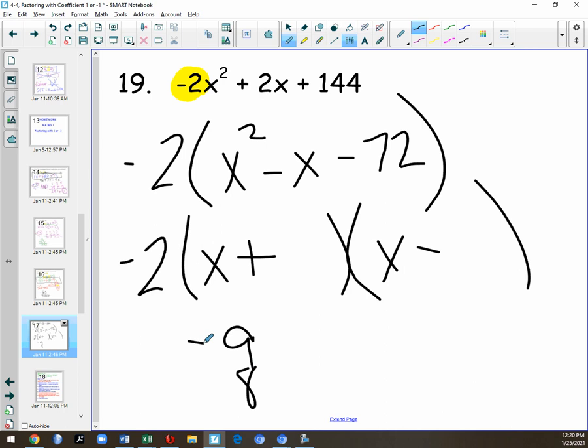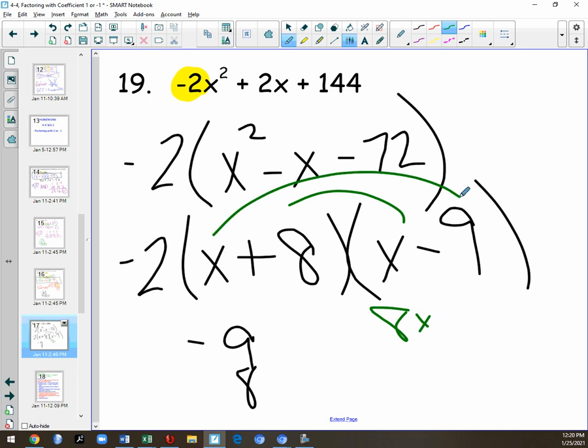Which one's larger? The 9. The 9 gets the negative. The 8 comes right here. How do I know I'm right? Here's an 8x. Here's a -9x to give me a -1x, and I am done.